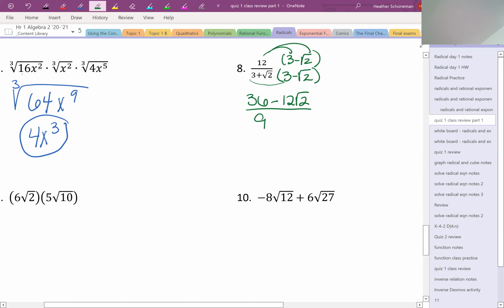On the bottom, because it's the conjugate, we can work smarter, not harder, and multiply just the first and last. So 3 times 3 is 9. A negative times a positive is a negative. The square root of 2 times square root of 2 is the square root of 4, which is 2.